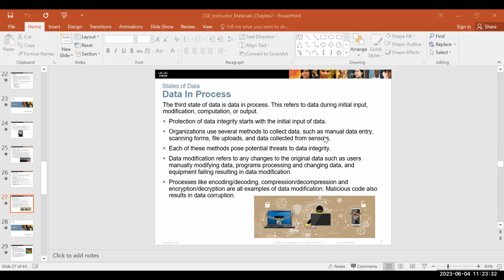So this is data in process. Remember, data could be in different states. Data could be at rest, data could be in transit, and then of course data in process. So, is that clear, Ibrahim?